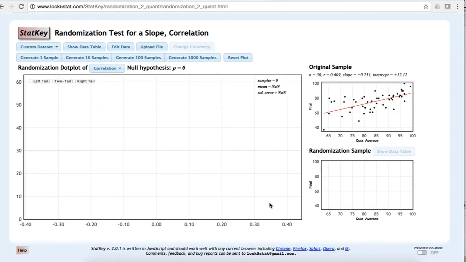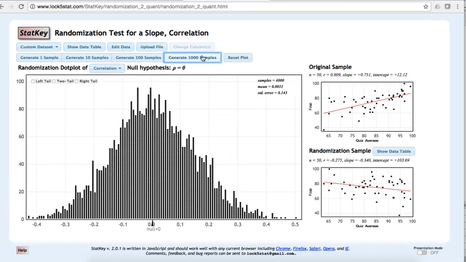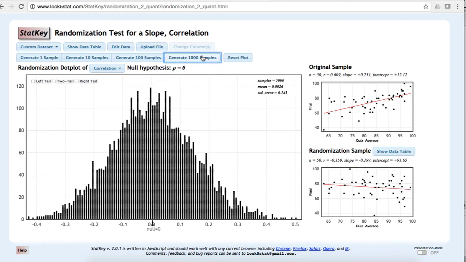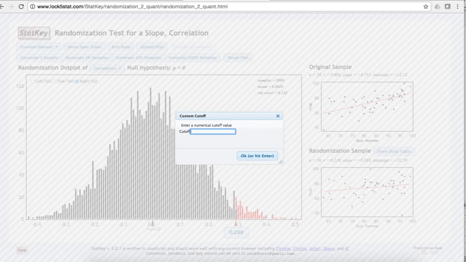Now, let's generate a few thousand randomization samples to construct a randomization sampling distribution. We want to know if there is evidence of a positive relationship in the population. This is a right-tailed test. To determine the proportion of this randomization sampling distribution that is greater than our observed sample correlation of 0.609, I'm going to change the value at the bottom to 0.609.